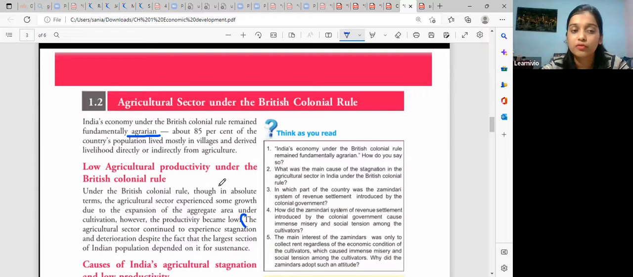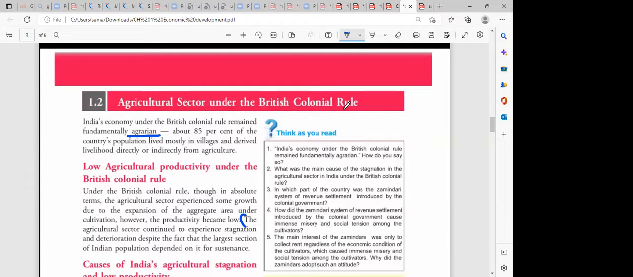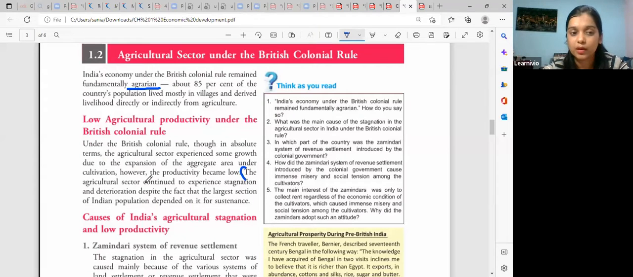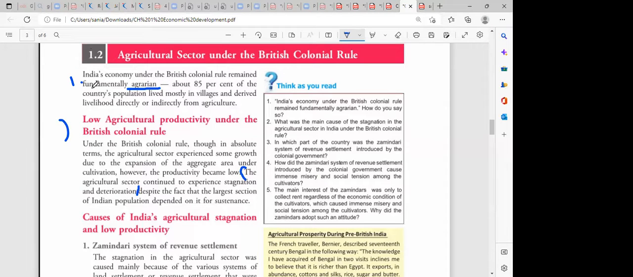Now, first we have written the agriculture sector under British colonial rule, that the Indian economy was agrarian. Then you will write the second point. Don't write all of that; just write: There was low agriculture productivity under British colonial rule. The agriculture sector continued to experience stagnation and deterioration. Okay, getting it? That is what you have to write.